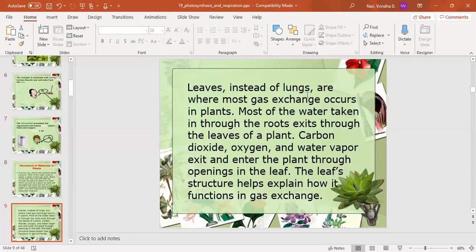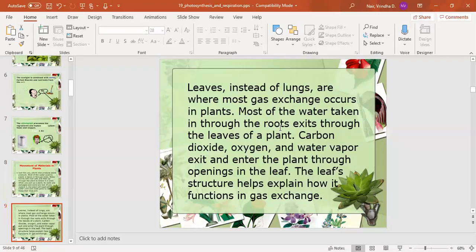Leaves instead of lungs are where the exchange of gases happens. Most of the water is taken in through the roots. All the water and all the nutrients that come in through the roots go up the plant, but once they're in the plant, they exit out through the leaves. So anything and everything that has to exit out is always exiting out from the leaves.